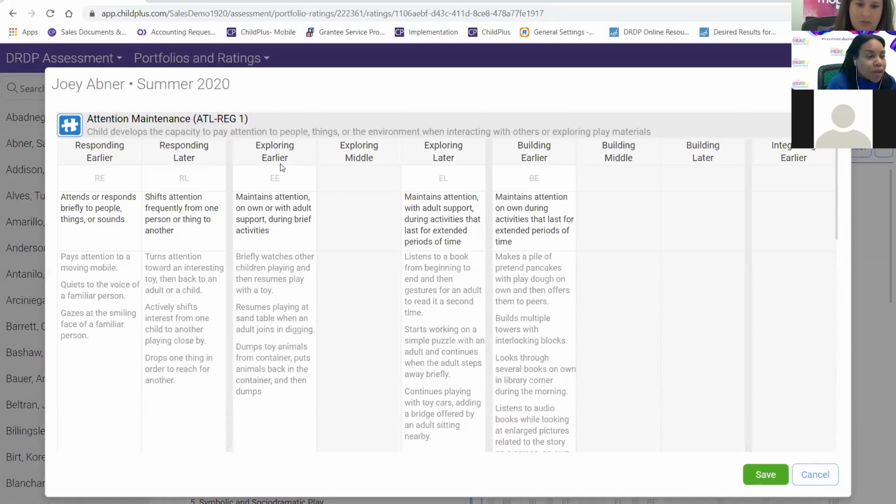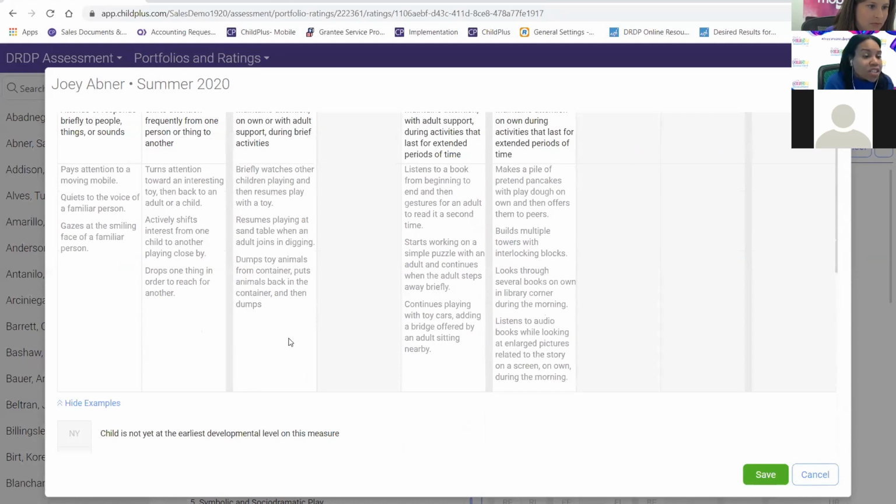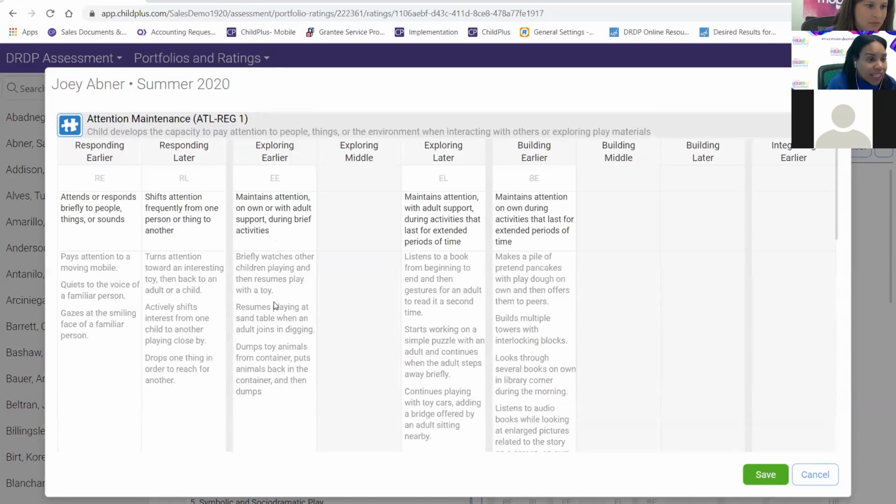So under exploring earlier, we have where it says maintains attention on own or with adult support during brief activities. So our example is briefly watches other children playing and then resumes play with a toy. Resumes playing at sand table when adults are joining, and we definitely know that that's something Joey is doing. I want to point out some other things. Notice there's some developmental levels that are grayed out, and the reason is that we want to make sure they're developmentally appropriate based off of the child's age. So I just wanted you to be aware as to why that is.